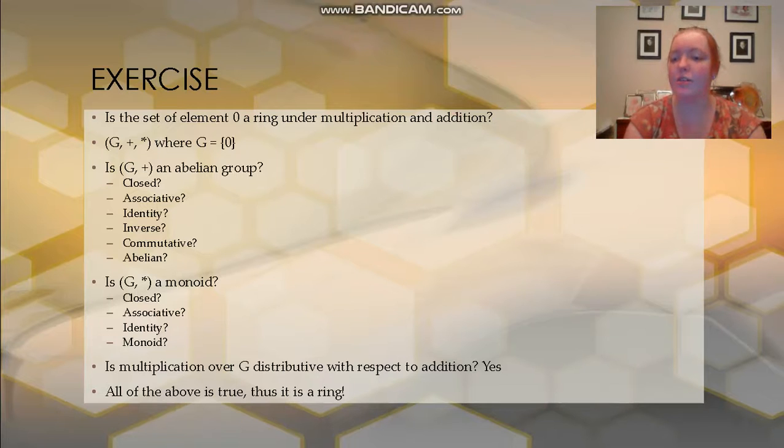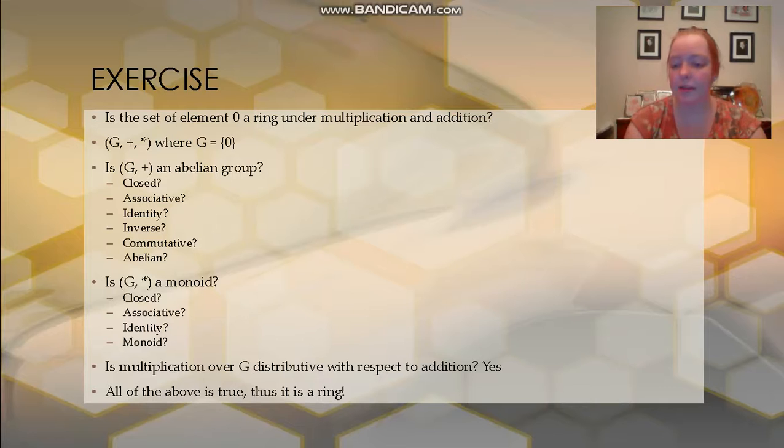So now we need to know, is G a monoid under multiplication? Is it closed under multiplication? Yes, and that's just because 0 times 0 is still in the set. It is 0. Is it associative? Does it matter what order you perform the binary operations in? No, it doesn't matter. It's all going to be 0. Does it have an identity for multiplication? Yes, it is going to be 0. So because of these 3 factors, G is a monoid under multiplication.